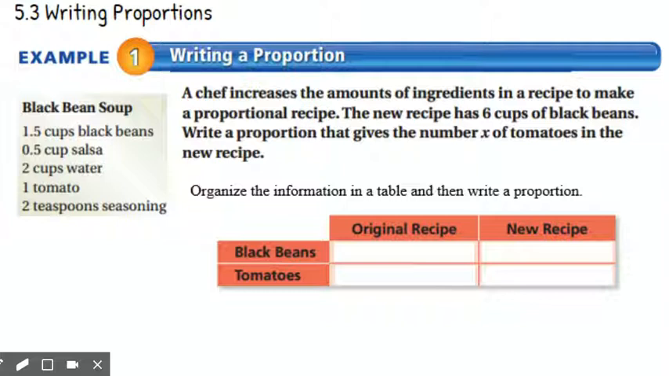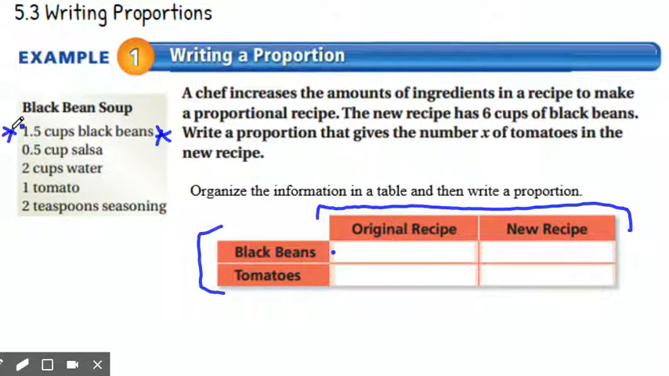Now, in our chart, we have the ingredients, and we have the original recipe and the new recipe columns. In the first box, top left corner, that's where we're going to put the original recipe amount of black beans. So if we look at our recipe to the left, that is how many black beans are in the recipe. So 1.5 cups. So we're going to put 1.5 in the box. Make sure that you write down into this chart too so that you can follow along.